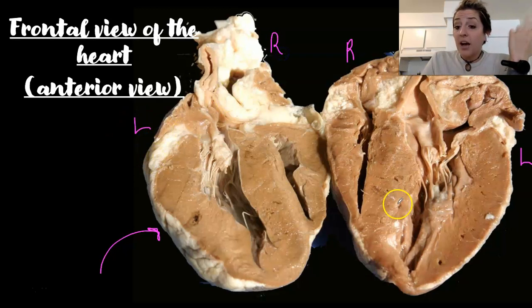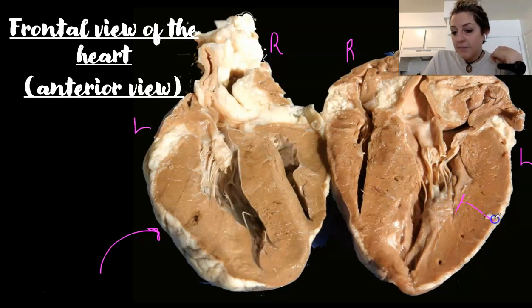Well, how can I tell? It's because of how thick this wall is in comparison to how thick this wall is. This is your left ventricle right here, and this is your right ventricle right here.